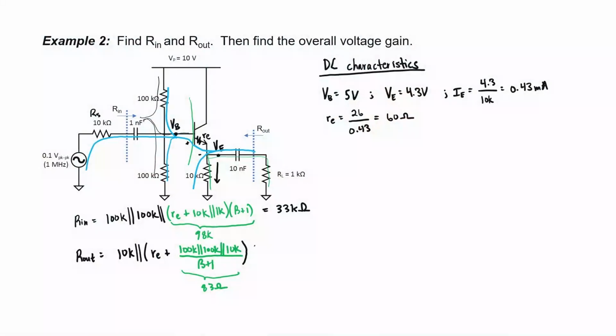So when we compare it to our little r sub e of 60 ohms, impedance reflection kind of had to be used here, otherwise we wouldn't have gotten the correct answer. The net output impedance works out to be 141 ohms. That's pretty small, so that's really good news for this amplifier.